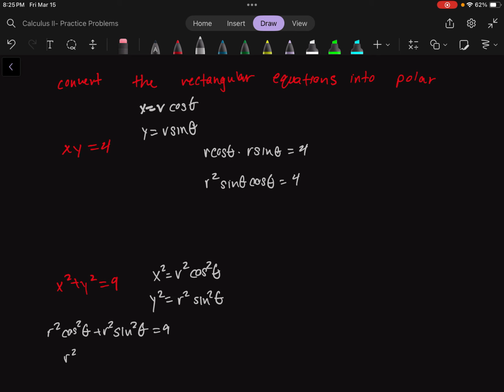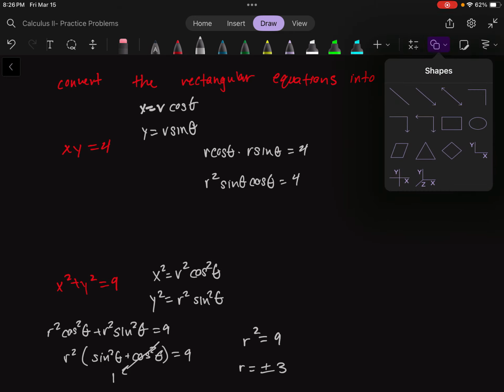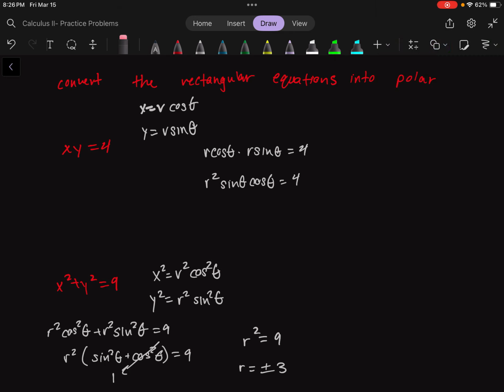Well, let's do a bit more simplification. Let's factor out the r squared. We're left with sine squared theta plus cosine squared theta. And do we know what that equals? Sine squared theta and cosine squared theta added together equal 1. So we just have that r squared equals 9. In other words, we could represent this as radius equaling plus or minus 3, if we take the square root. And we could actually just drop the negative, because we could make a circle here.